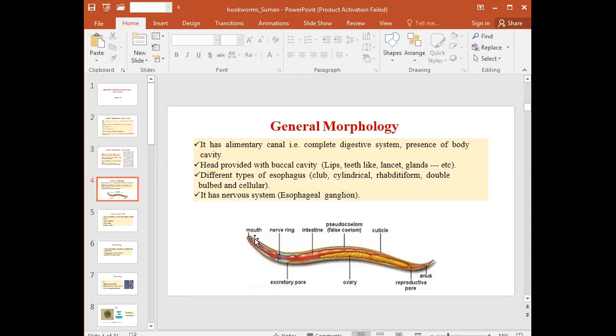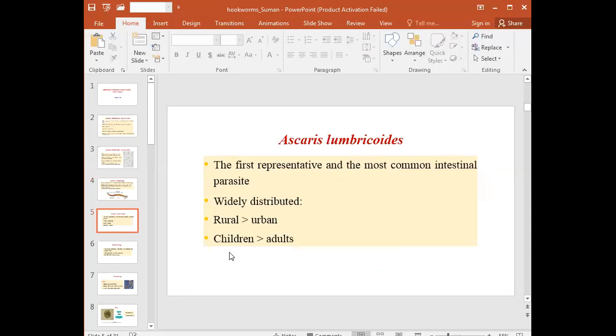So they have lips, teeth-like structures, lancet and glands that are present in the buccal cavity. And different types of esophagus. Here you can see different types of esophagus: club shape, cylindrical, rhabditiform, double bulb, or cellular type of esophagus they have. And they also have a nervous system which functions as the esophageal ganglion. So this is all about the general morphology of roundworms.